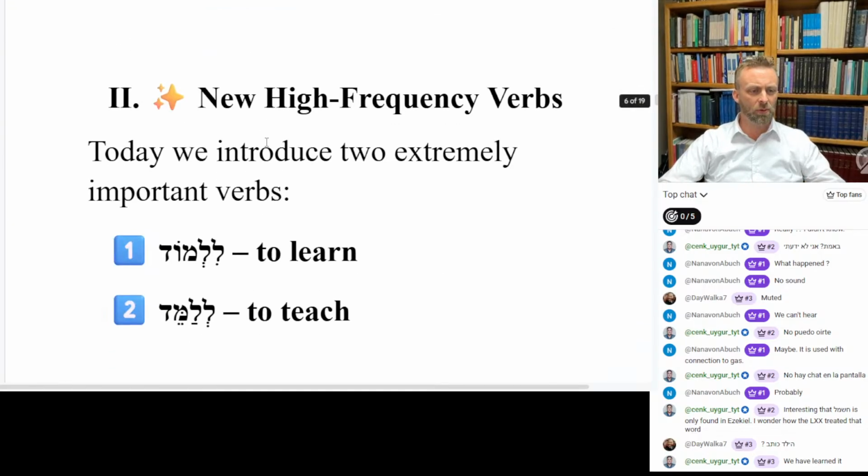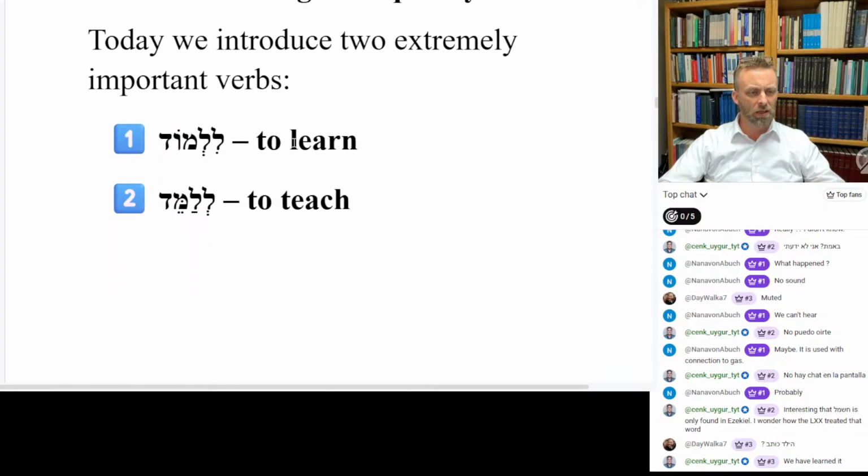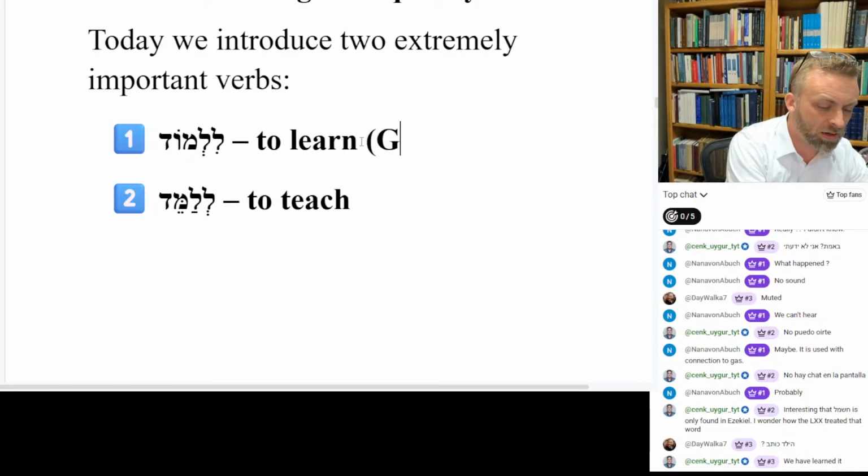All right, here we go. Some new high-frequency verbs. So the 2 new ones here. The first one is lilmod, and that means to learn. This is a G stem.